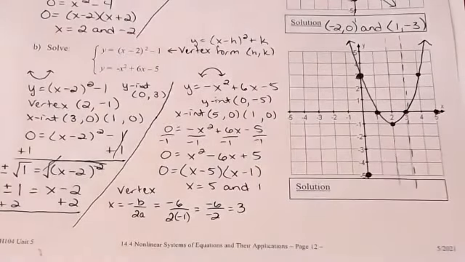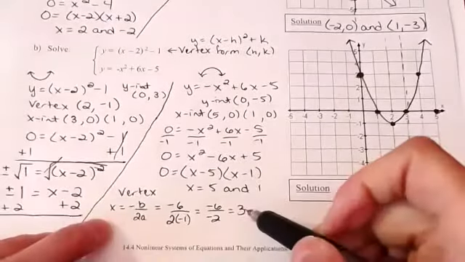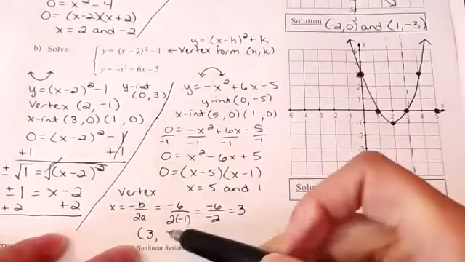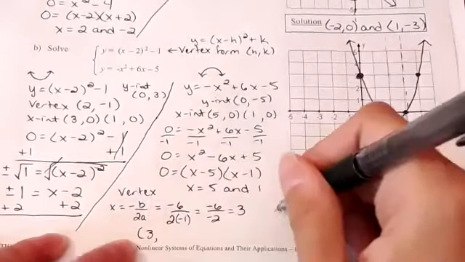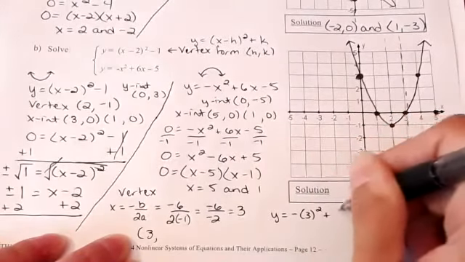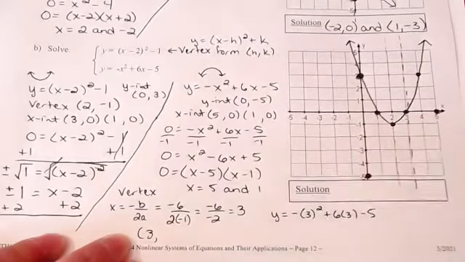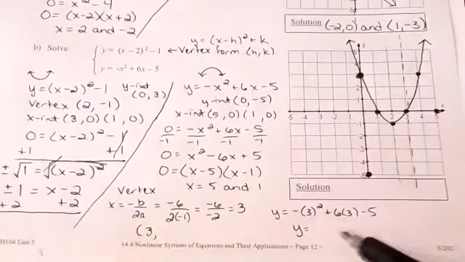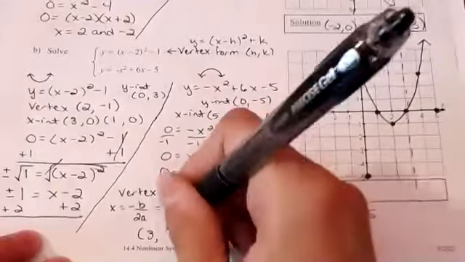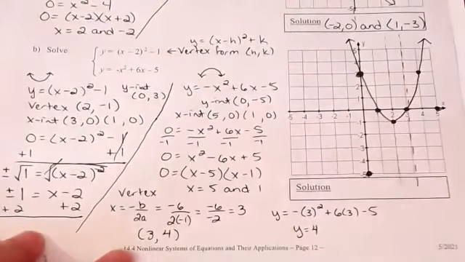But we still need to find the vertex. So if I know that for my vertex, x is 3, I need to find y. So let's take our equation and plug in 3 everywhere we see an x so that we can solve for y. Doing the math, that gives us negative 9. Then we have plus 18. And we have minus 5. So I find that y is equal to 4 when x is equal to 3.